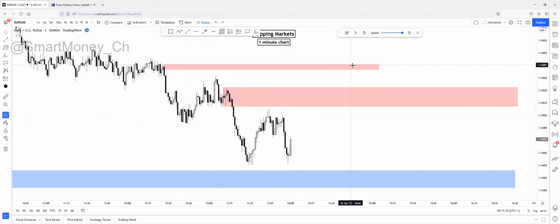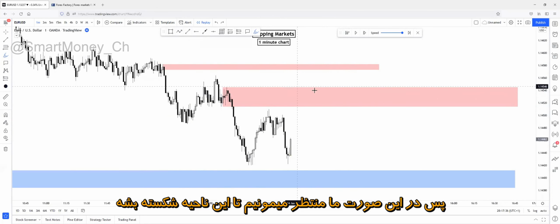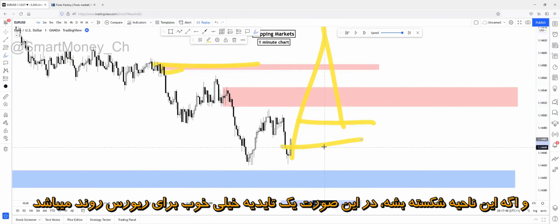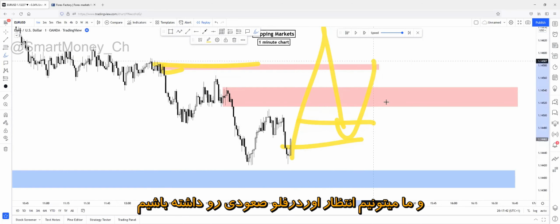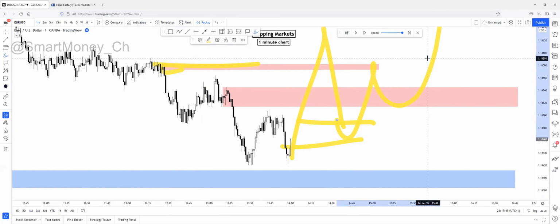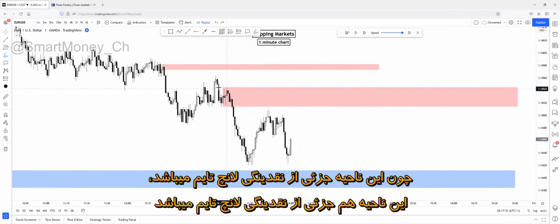So we will be waiting for a break of this zone. If this zone breaks, that will be a clear confirmation in the reversal of the trend, and we will be expecting the order flow to be continued to the upside. So this is the expectation, order flow to the upside if this supply zone breaks, because this zone is part of the liquidity zone, the lunchtime zone. This zone is part of the lunchtime zone.